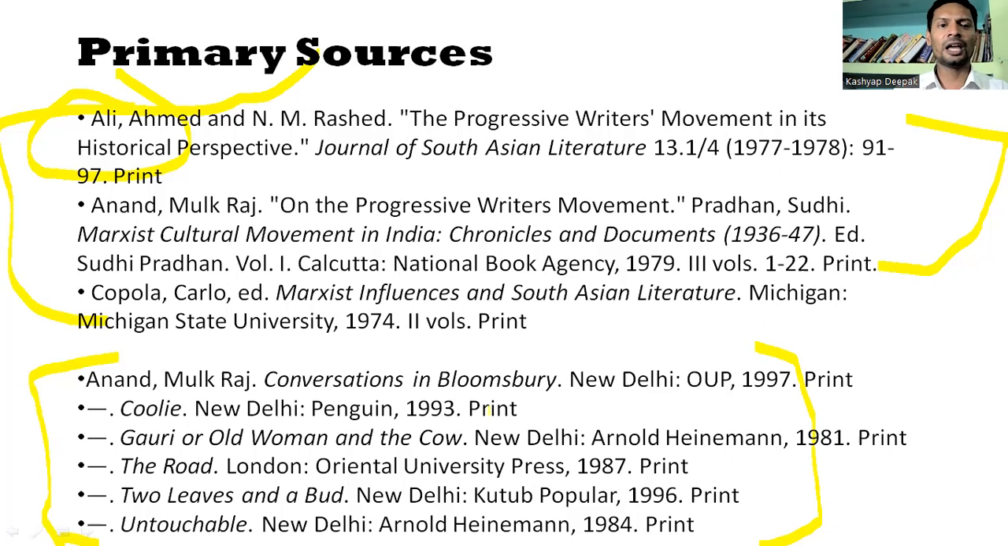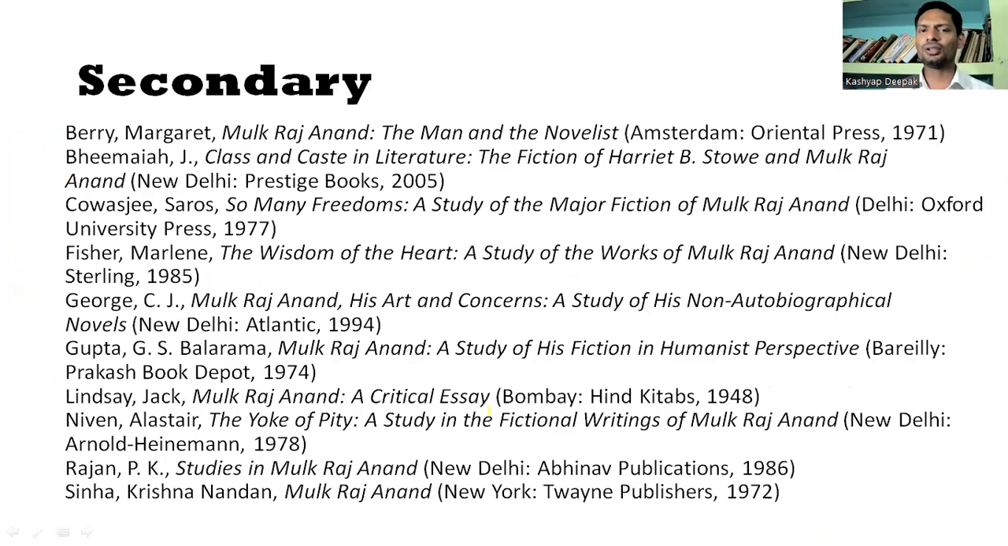And we have Ahmad Ali's Anand, Carlo Coppola's work on the PWA, and on Mulk Raj Anand, Conversations in Bloomsbury, Coolie, Gauri, The Road, Two Leaves and a Bud, Untouchable. So these are the things that we have as primary sources. And in secondary sources, we have a list: Margaret Berry, Saros Cowasjee, Marlene Fisher, C.J. George, G.S. Gupta, Lindsay, Alastair Niven, P.K. Rajan, K.S.K. Nandan, and these are writers that we have as secondary sources.